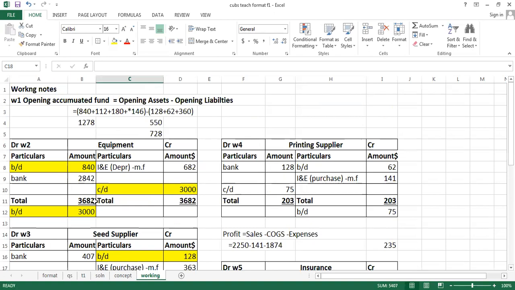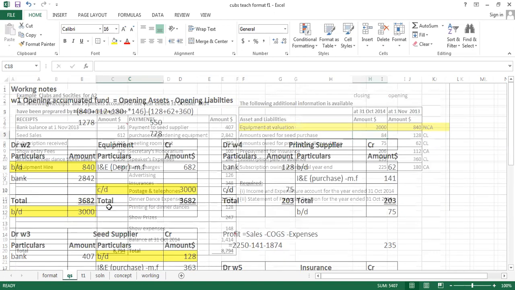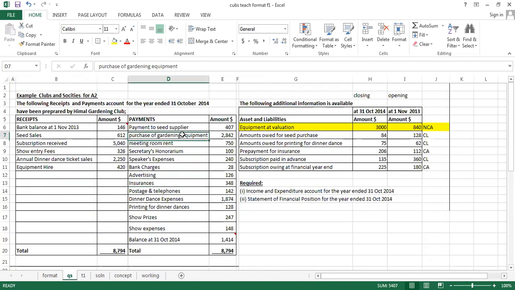So let's complete equipment. For equipment, the first thing we did was place the opening and closing balance first and foremost. Now the second thing we need to do is see the receipts and payments to check if we have purchased any equipment during the year. So I'm going to the question. You see the payment side. You can see a purchase of gardening equipment. There has been a gardening equipment purchase.